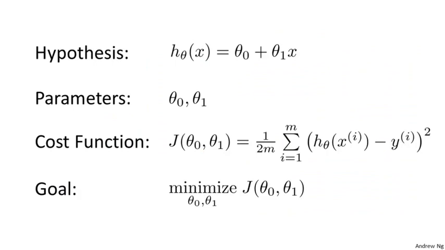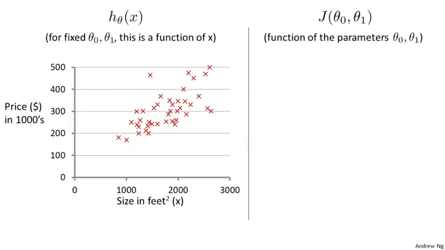Here's our problem formulation as usual with the hypothesis, parameters, cost function, and our optimization objective. Unlike the last video, I'm going to keep both of my parameters, theta 0 and theta 1, as we generate our visualizations for the cost function. So, same as last time, we want to understand the hypothesis h and the cost function J.